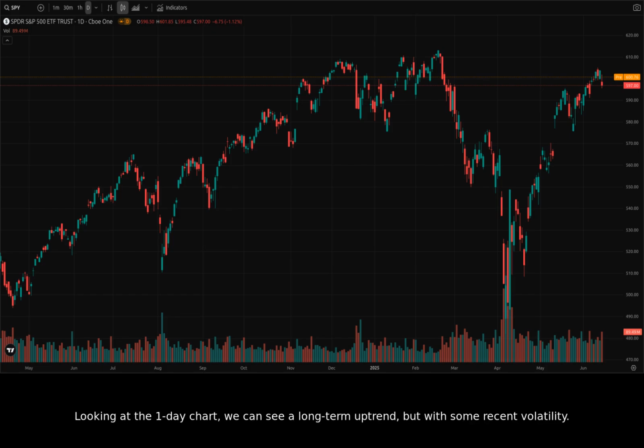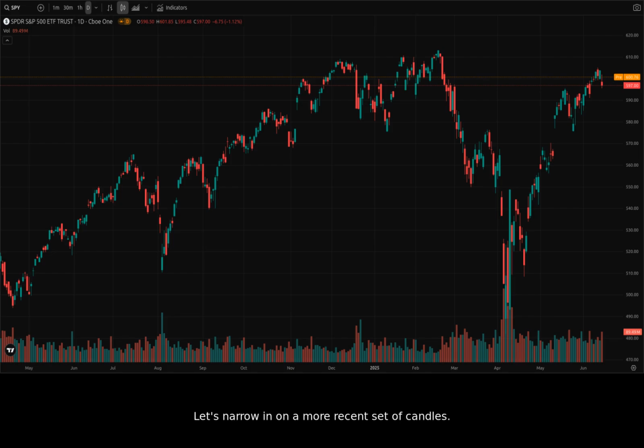Looking at the one-day chart, we can see a long-term uptrend, but with some recent volatility. Notice the sharp drops in early April 2025 and late February 2025, followed by quick recoveries. This indicates strong buying pressure at lower levels, but also susceptibility to sudden downturns.